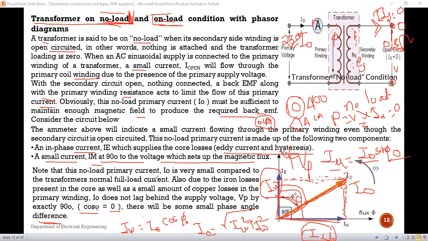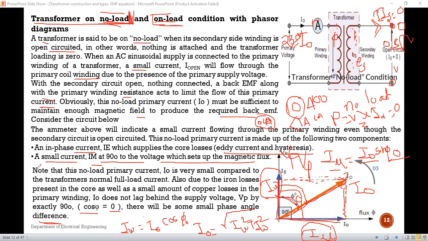So this angle is less than 90 degree, 90 degree पेक्षा कमी असेल, because there is not pure inductance. The current will not lag behind the voltage by exact 90 degree, exact 90 degree na lag होत नाहीये. So it will lag behind the voltage by some angle which is less than 90 degree. Okay, so this is the condition, or this will be the conclusion when the transformer is put on the no load condition.